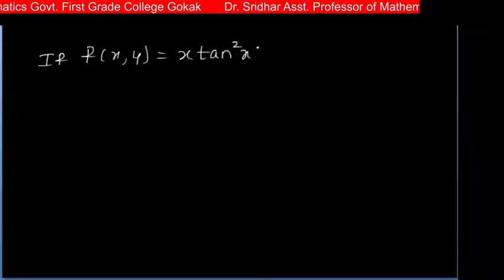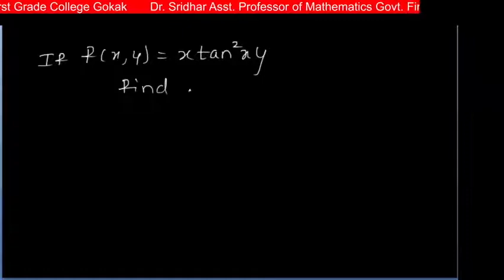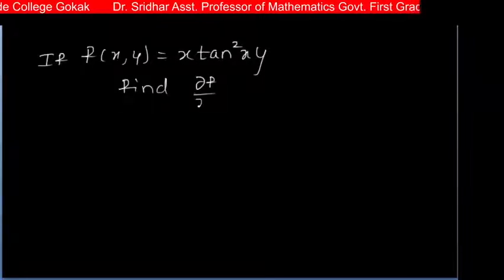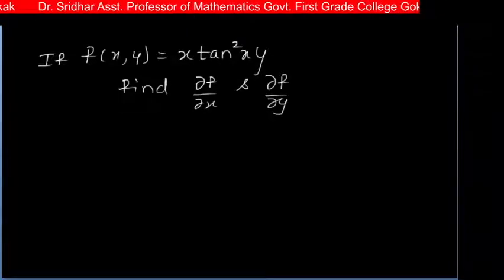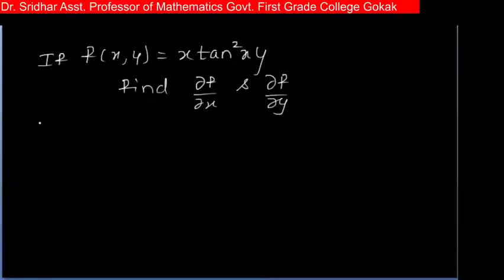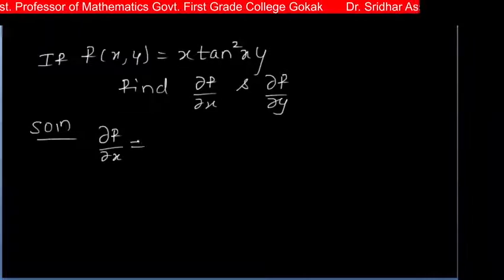So let's take some other different functions, trigonometric functions. That is, if f of x, y is equal to x tan square xy, find ∂f/∂x and ∂f/∂y. Okay, so first we find the derivative ∂f/∂x.